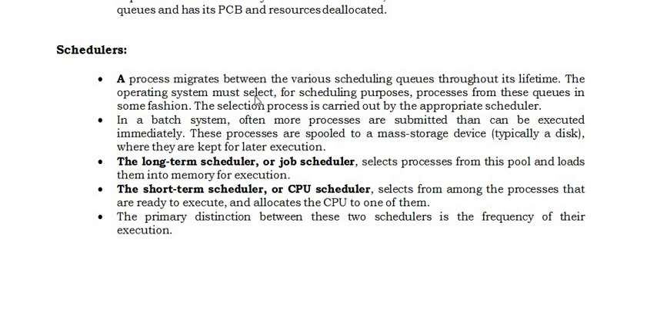So the operating system must select, for scheduling purposes, processes from the queues in some fashion. The selection process is carried out by the appropriate scheduler. So on the selection process வந்து using three types of scheduler இருக்கு, long term, short term and the middle term, medium term scheduler னு three types of scheduler இருக்கு. So இதில் இருக்க appropriate scheduler அவங்க select பண்ணி தான் selection process has to take place அப்படி சொல்றாங்க.